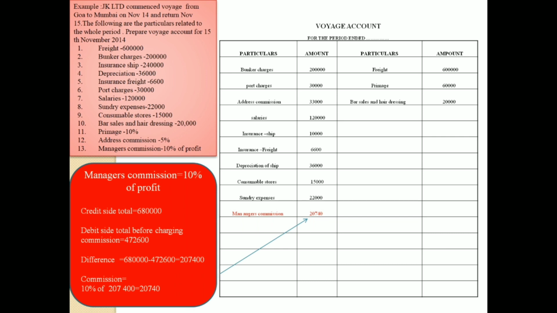I'll tell you once again. Manager's commission is 10% of profit. You have to roughly calculate the credit side and debit side total. Credit side is 6,80,000 and debit side is 4,72,600. Then find out the difference of these two, that is 2,07,400. Then commission is 10% of that difference value, that is 20,740. That is the value you have to show on the debit side of this particular Voyage account.